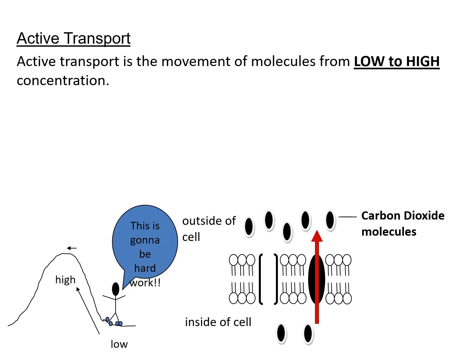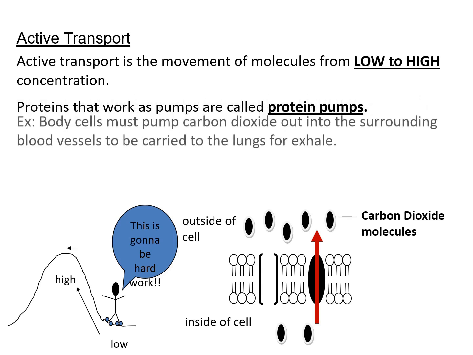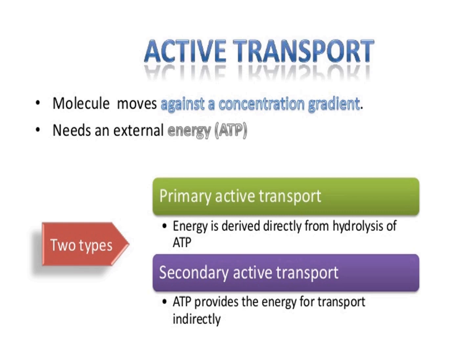Next comes a very important 5-mark question, active transport. It is a movement of molecules from low concentration to higher concentration that needs protein pumps. Example, body cells must pump carbon dioxide into the surrounding blood vessels to be carried to the lungs for exhalation. Next, active transport has 2 types. It needs external energy, ATP molecules, whereas in passive transport, there is no energy requirement. Here, energy requirement is there.